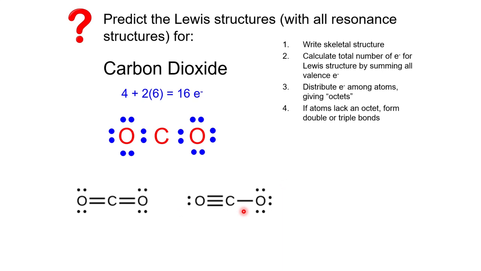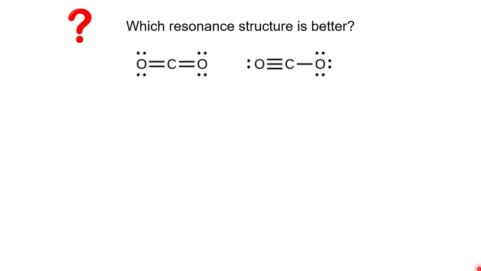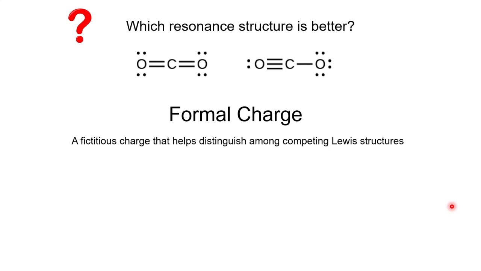Which one is correct? How do we know which resonance structure is better? Well, we are going to use this fancy bookkeeping method called formal charge. This is a fictitious charge that helps us distinguish among competing Lewis structures. In other words, we are going to try and figure out if this structure is the more stable, favored one or if this one is.